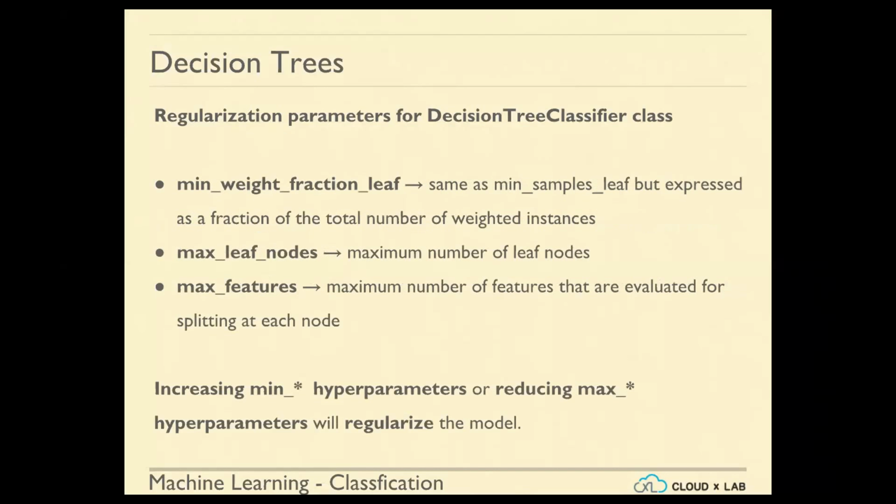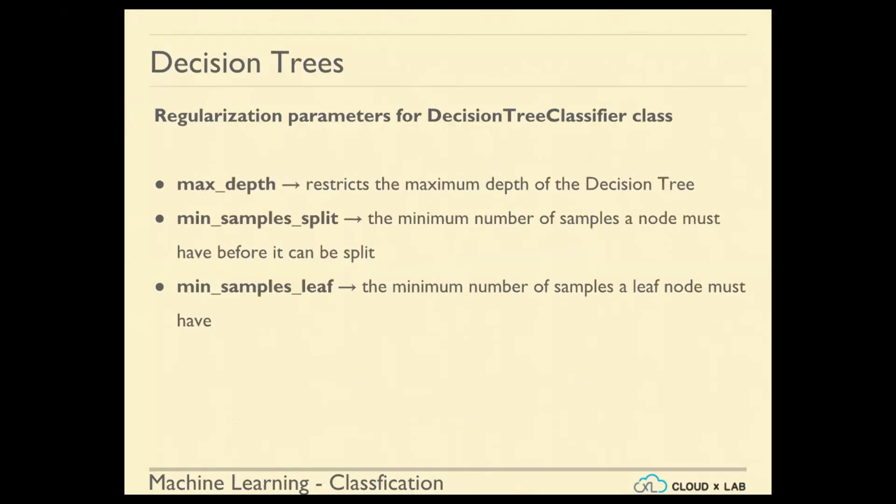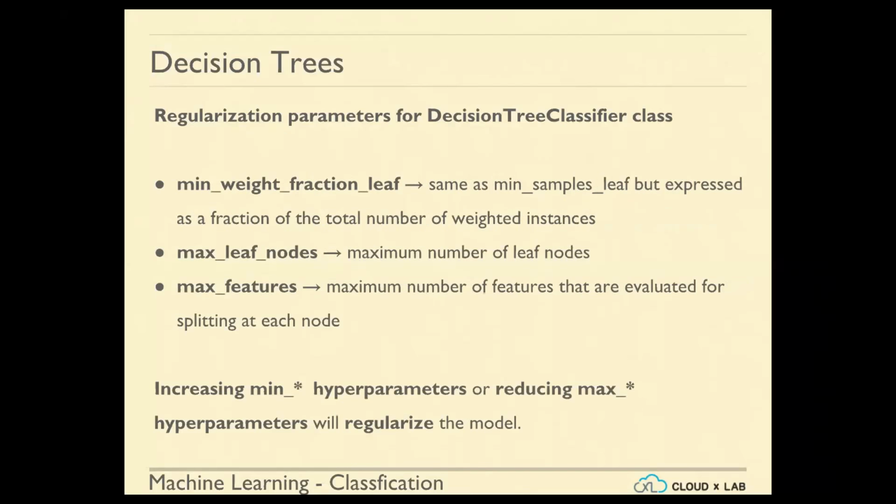All right, good. Now there are furthermore parameters that you can fine tune. One is minimum weight fraction leaf, same as minimum sample leaf, but expressed as a fraction of the total number of weighted instances. So instead of telling explicitly the number, we could just specify the fraction.